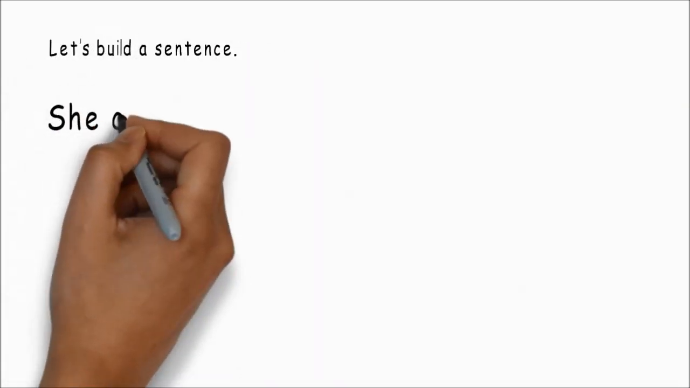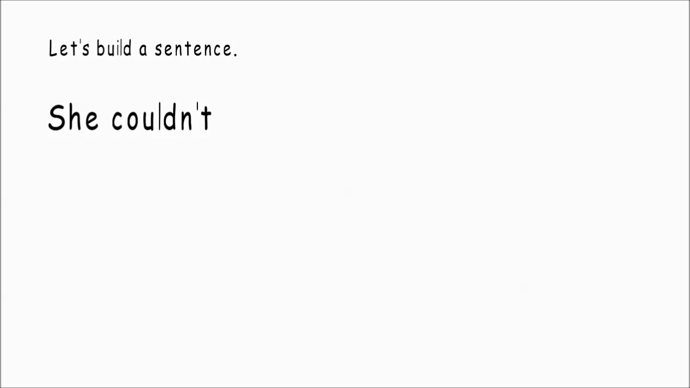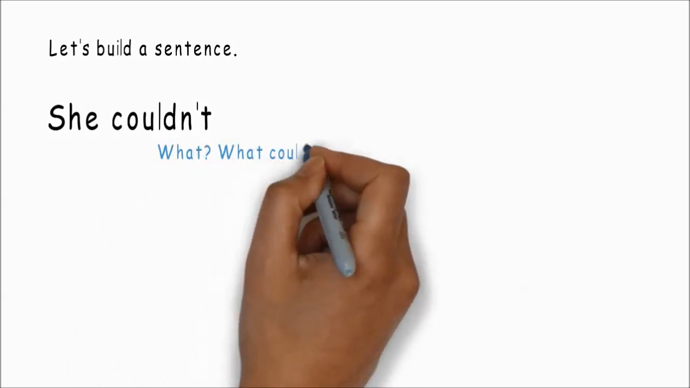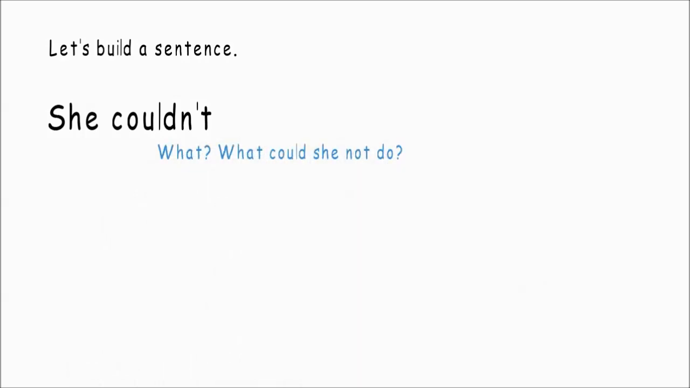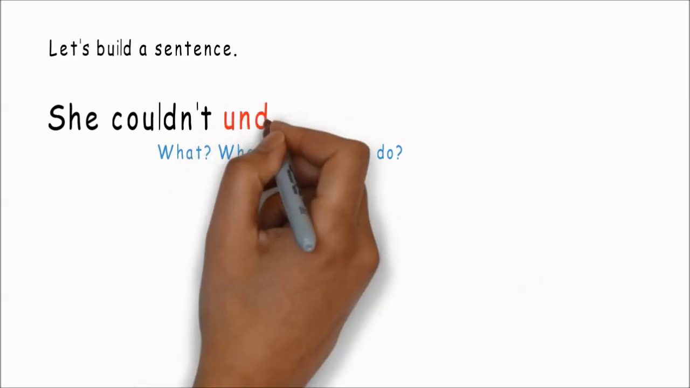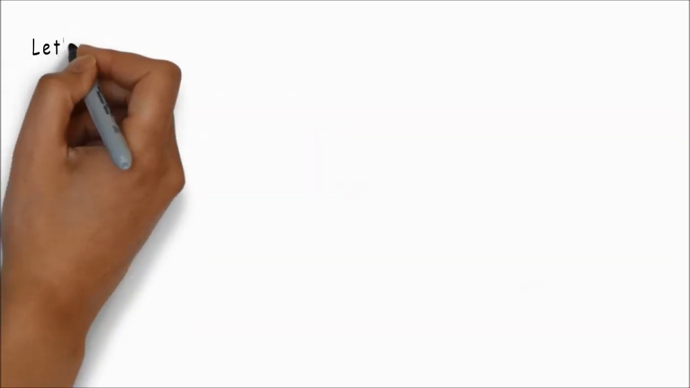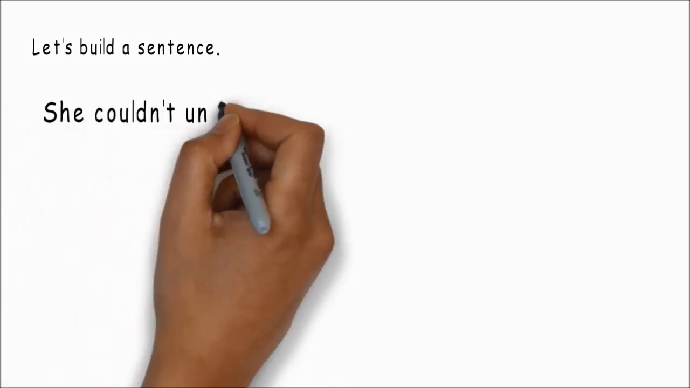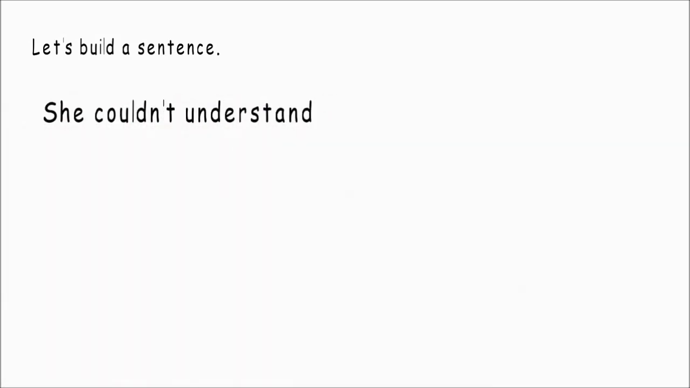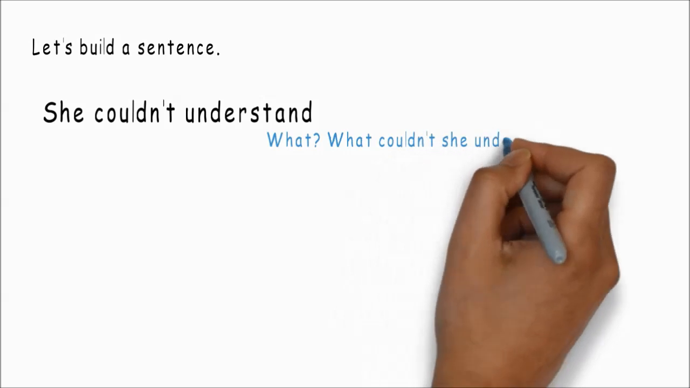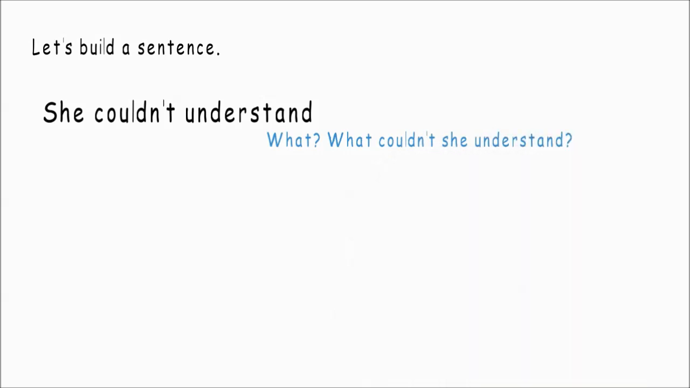Let's build a sentence. She couldn't, we put it together, what? What could she not do? She couldn't understand. Uh-oh, that's a problem. Let's build a sentence. She couldn't understand. What? What couldn't she understand? She couldn't understand English.